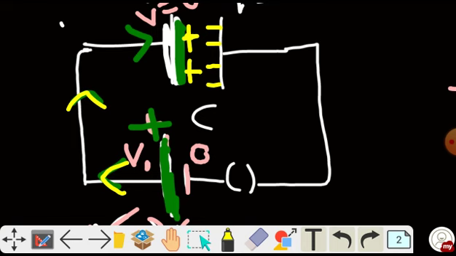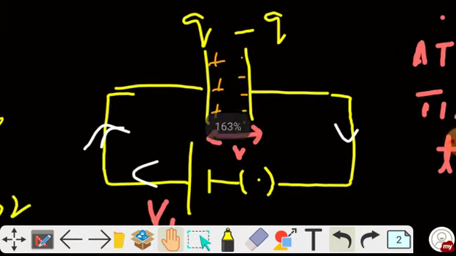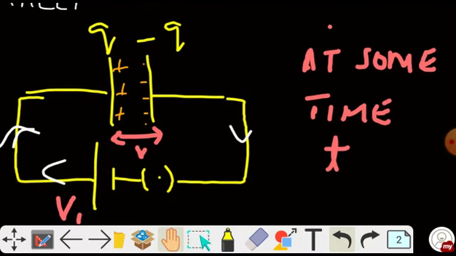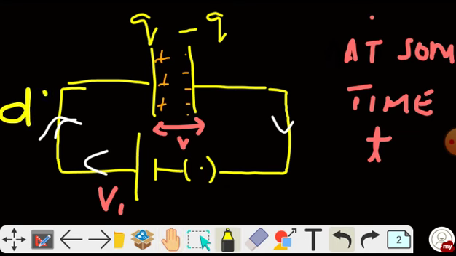In other words, you can also understand it this way. Let's say at some time t, this is the condition of our capacitor. At some time t during the charging process, let the capacitor have some charge small q. At this time, let's say the potential difference between the plates is small v. Now suppose after this time t, the battery sends a small charge dq towards the positive plate. Okay, because the charging has not stopped, it is some intermediate time during the charging process.